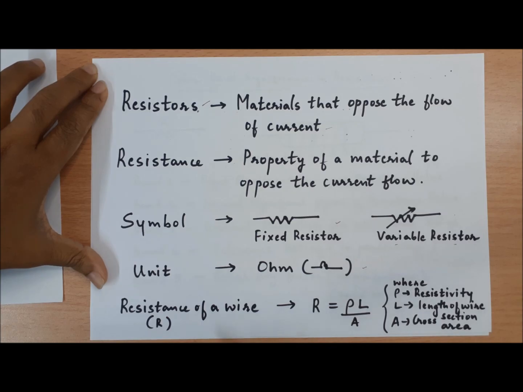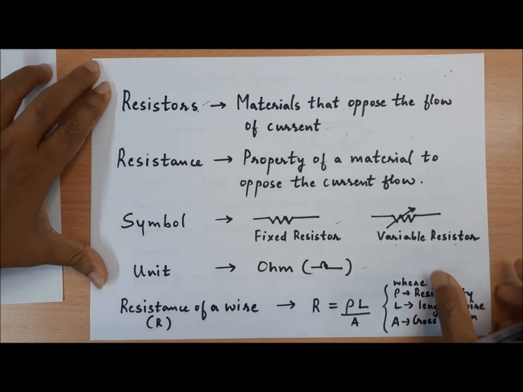Now generally, how do we find the resistance value of a wire? When I say a wire, it means a wire that conducts. Well, the resistance of a wire can be expressed as R equals rho L upon A, where rho stands for the resistivity of that particular wire, L stands for the length of the wire, and A stands for the cross-sectional area of that particular wire.